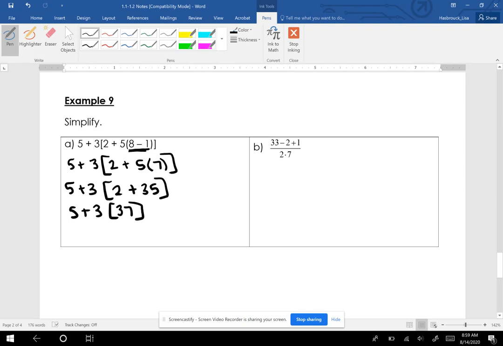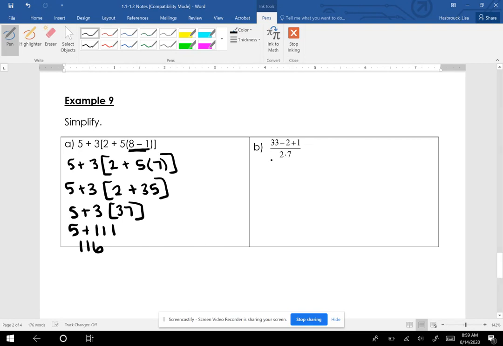Now, a mistake I see often is students will do the 5 plus 3 first. That's addition, and addition comes after multiplication. So we need to multiply 3 times 37 first, which is 111. Then we can add the 5 to get 116. And we're done. Now for part B, we have a fraction.